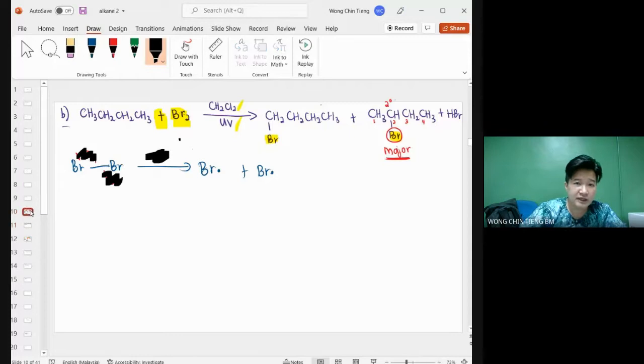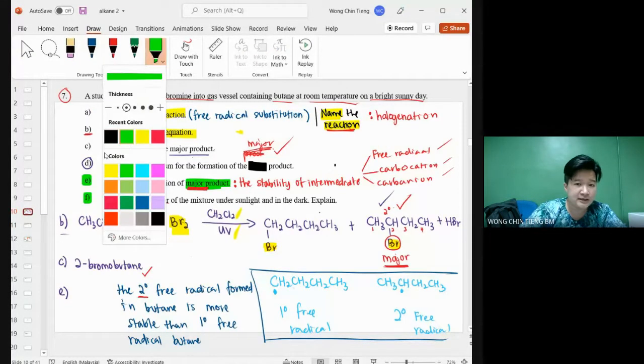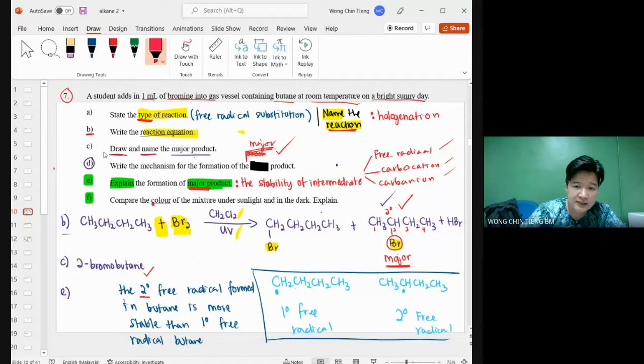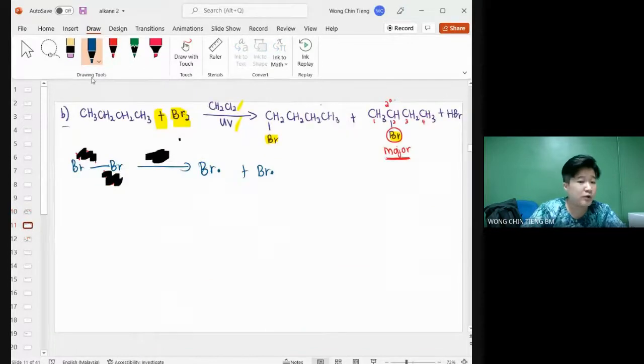So, read the question again. The question is actually asking for two things, if you realize. We are looking for the color of the mixture, and we are looking for the explanation. The color of the mixture, in other words, the question is asking for observation. And what is observation? Observation is what you can see with your eyes. So you draw, you don't need to write long sentences. Just label sunlight, just label in the dark. Write the observation.